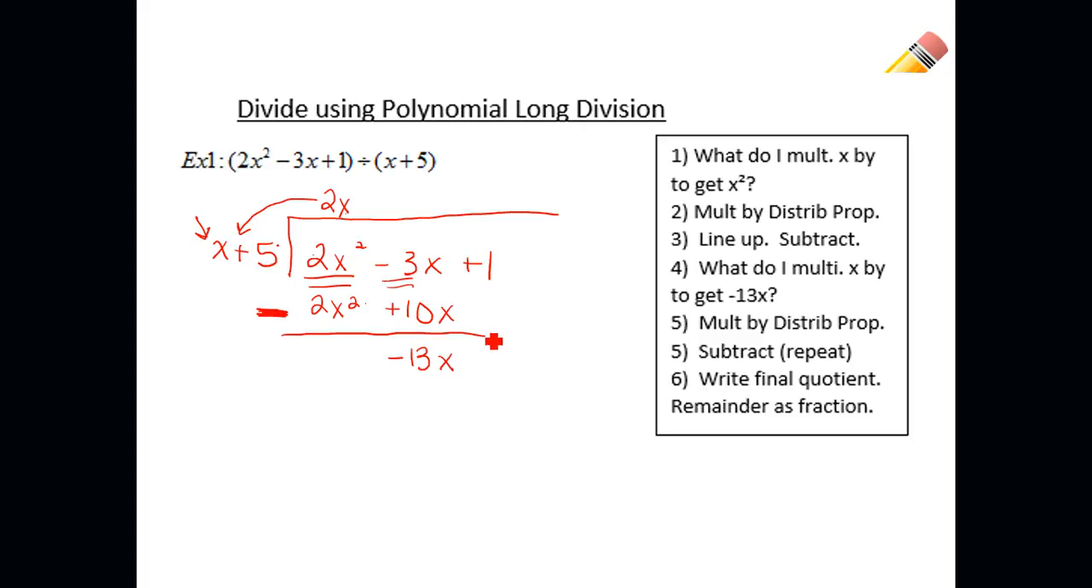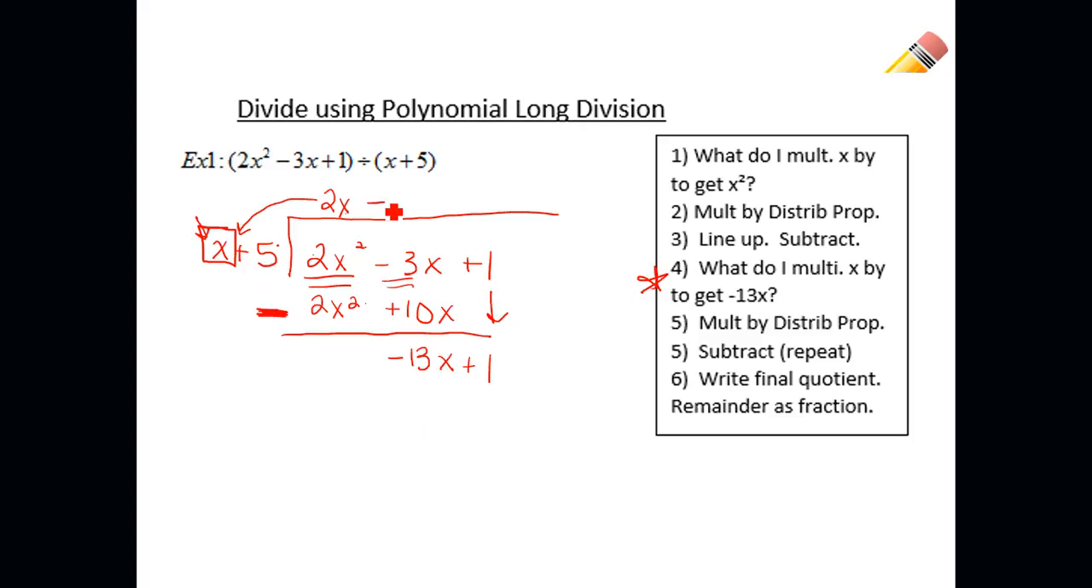So now after I subtract, I go ahead and drop down the next number, which is a positive 1. I'm going to bring the sign and everything. And I do the same thing. What do I need to multiply this x by so it becomes negative 13x? What do I need to multiply x by to get negative 13x?